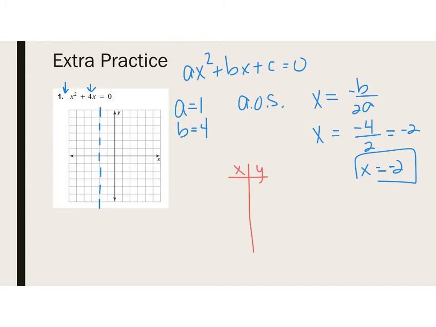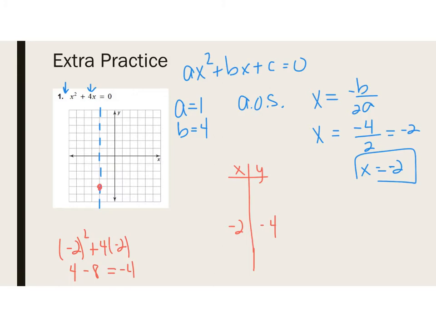And personally, I'm going to put negative 2 in the middle of my table. You don't have to, okay? And then I'm going to put negative 2 in for both of these x's. So you might have a calculator handy. I'm going to do negative 2 squared plus 4 times negative 2, which is 4 minus 8, which is negative 4. So at negative 2, I'm at negative 4. So I have that point right there.